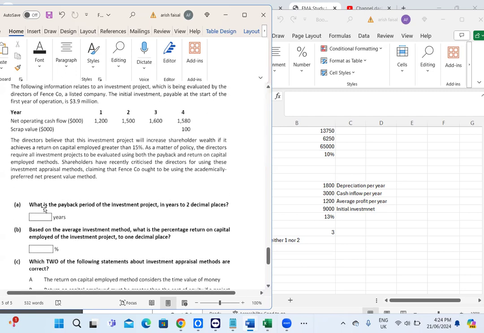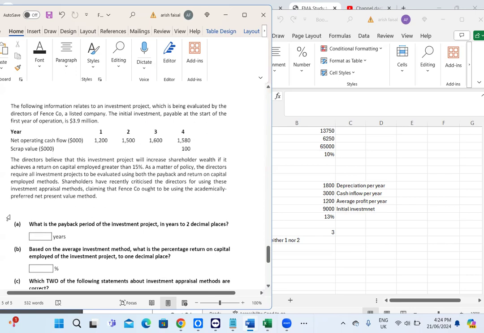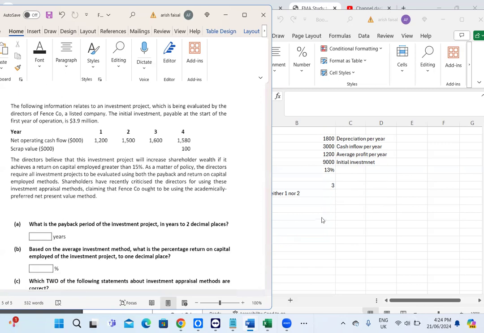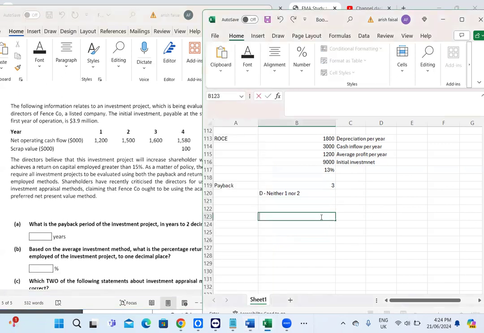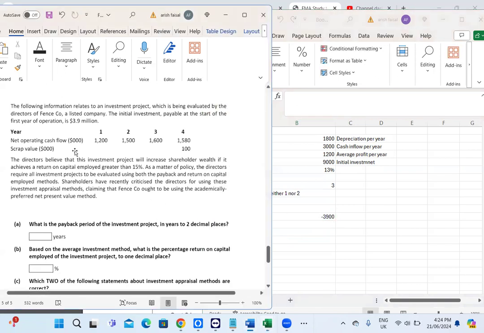However, we can calculate the payback and the ROCE for this project. As far as the payback is concerned, that's the first thing. You have invested 3.9 million. The project information relates to an investment project which has been evaluated by the directors of Fin's company, a listed company. The initial investment payable at the start of the first year of operation is 3.9 million. And then these are the operating cash flows that you're getting.